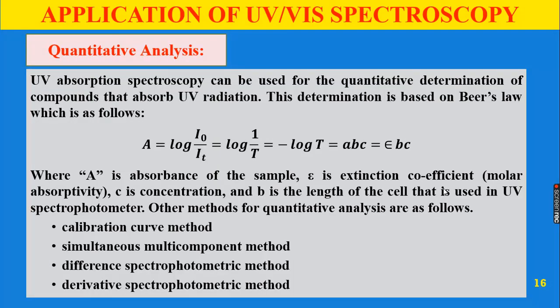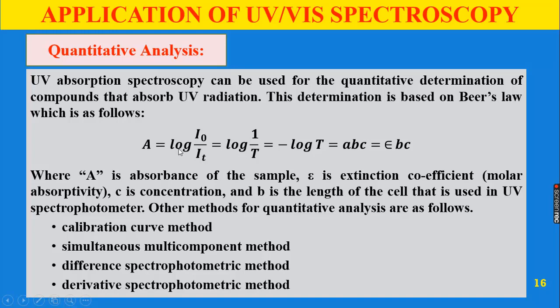Next application is the quantitative analysis. We can quantitatively determine the compound amount. Quantitative means we are interested in determining the percentage of the substance in any sample. It can be determined by using the Lambert-Beer law. What is Lambert-Beer law? Absorbance is directly proportional to the concentration and path length of the cell or tube which we have used. This is the formula.